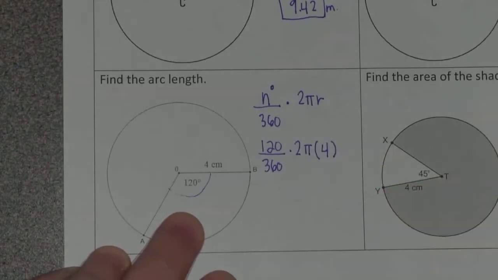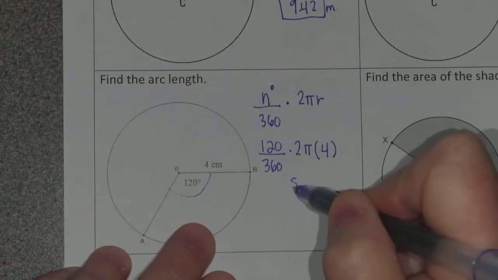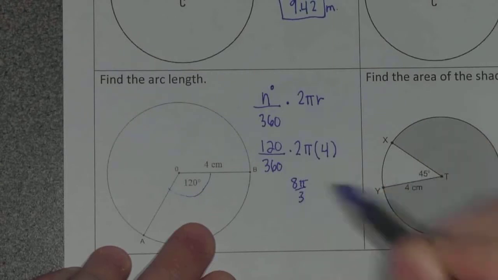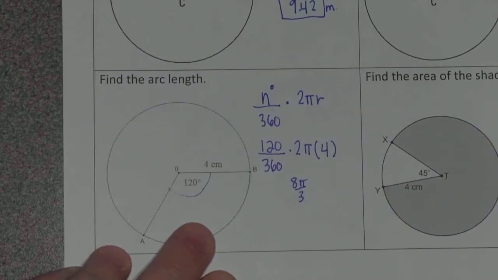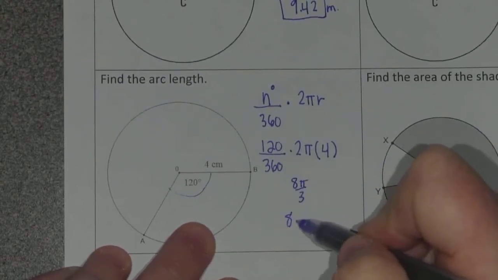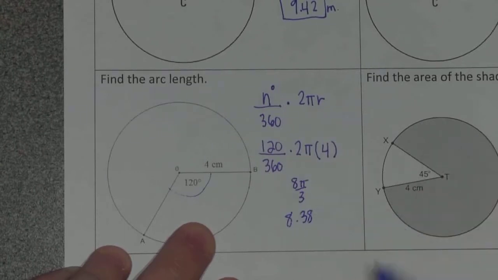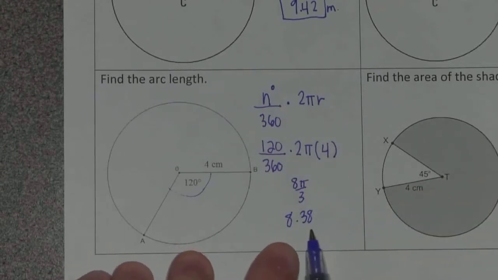And when I did that, and you guys correct me if I'm wrong, but I got 8 pi over 3 in terms of pi. And when I hit my arrows, I got 8.38 if I round that. Did you guys get that same number?